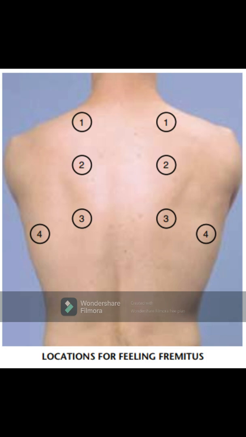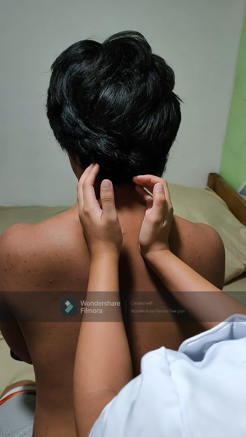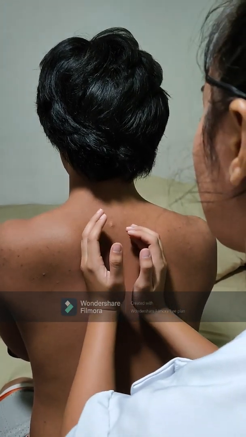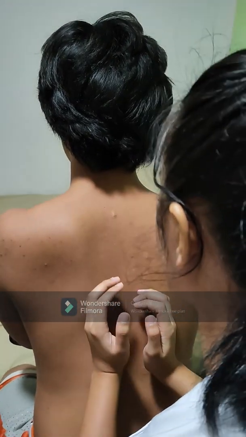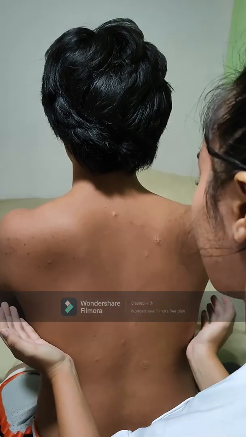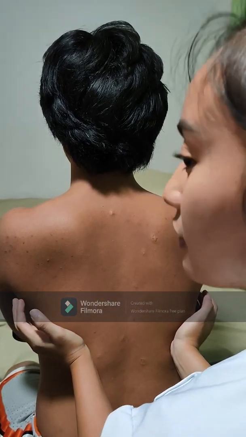Fremitus is typically more prominent in the interscapular area than in the lower lung fields, and is often more prominent on the right side than on the left. It disappears below the diaphragm.